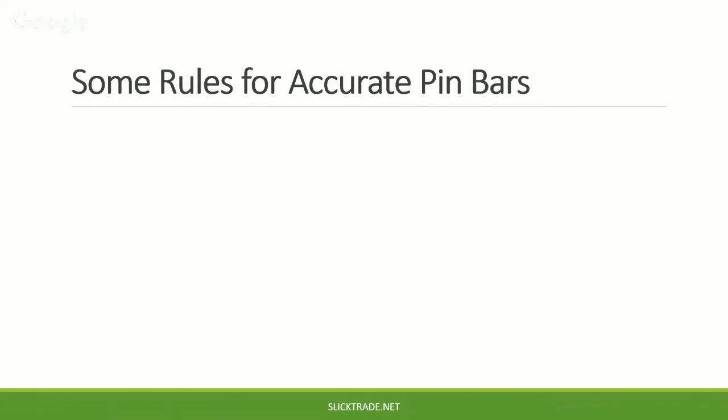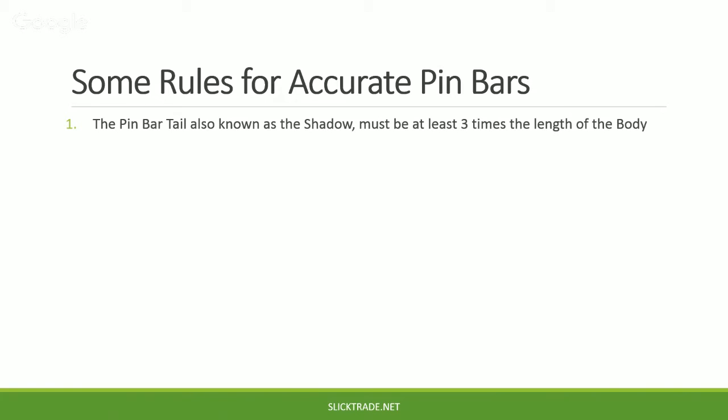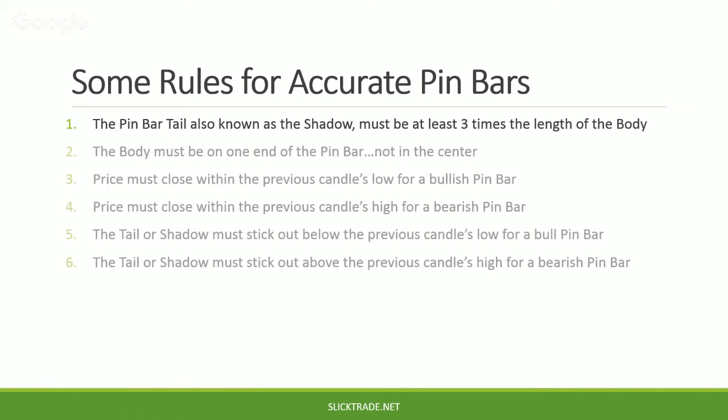Some rules for accurate pin bars. 1, the pin bar tail, also known as the shadow, must be at least 3 times the length of the body. 2, the body must be on one end of the pin bar, not in the center. 3, price must close within the previous candle's low for a bullish pin bar. 4, price must close within the previous candle's high for a bearish pin bar.